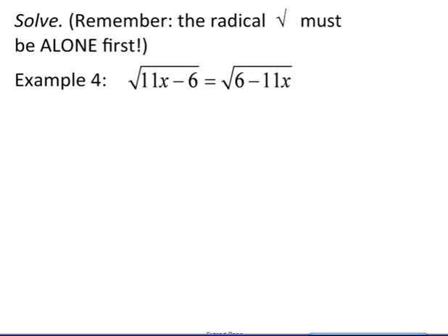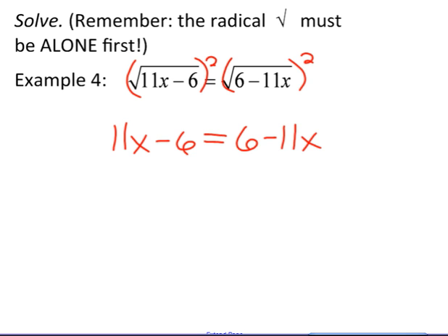For this one, I have a square root on both sides. Same thing. You're just going to square both sides. The square and the square root cancel. On the left, I have 11x minus 6. And on the right, I have 6 minus 11x. That doesn't mean the answer is 0. You have to actually solve this one.